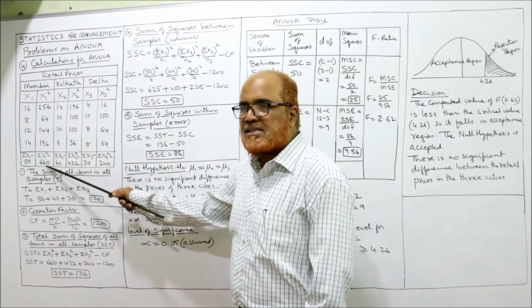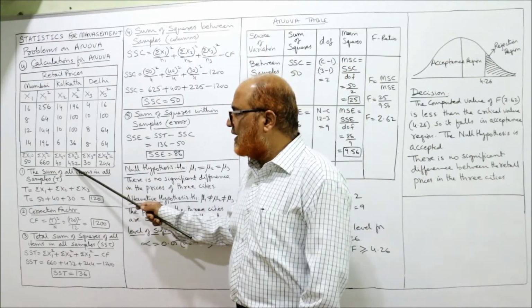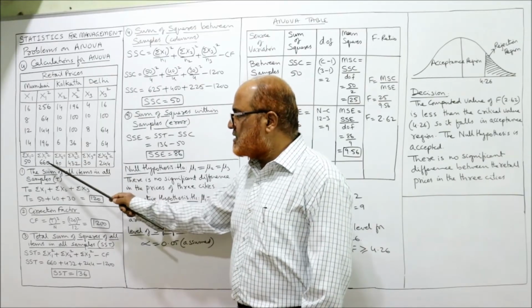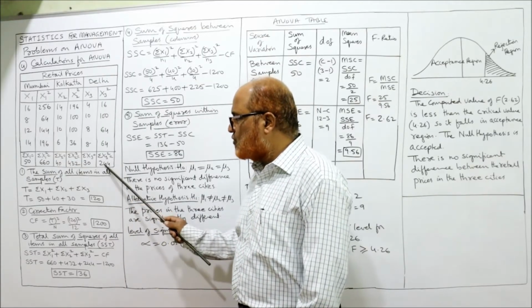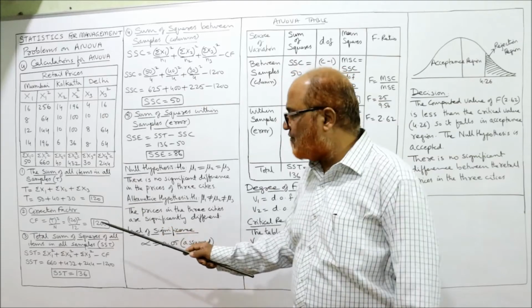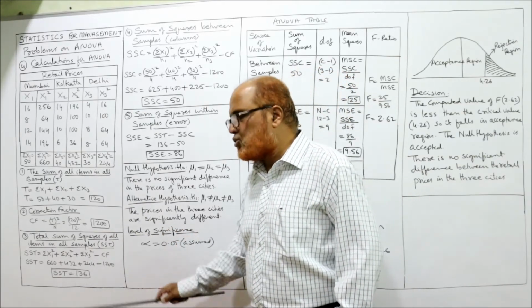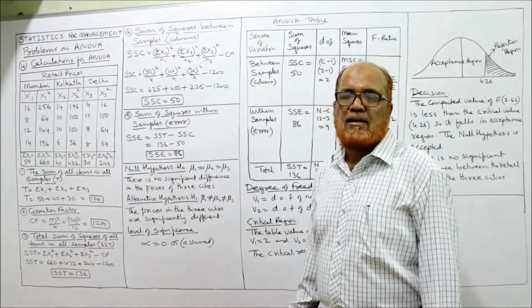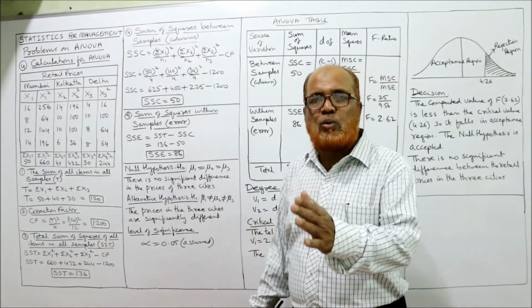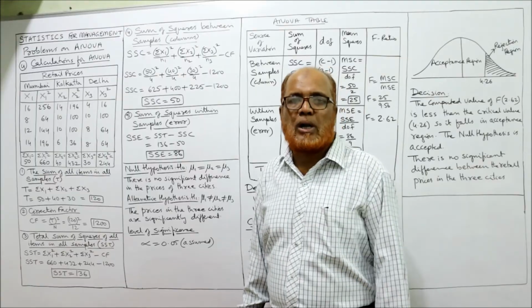x1 square is 660, x2 square 432, x3 square 244. 660 plus 432 plus 244 minus correction factor 1200. So you can see SST comes to 136. Now we calculate the sum of squares between samples or columns.